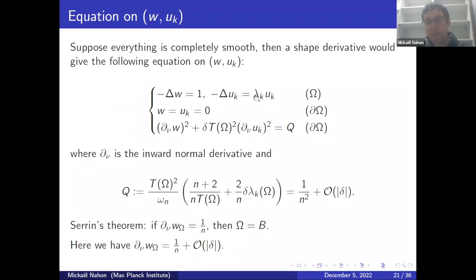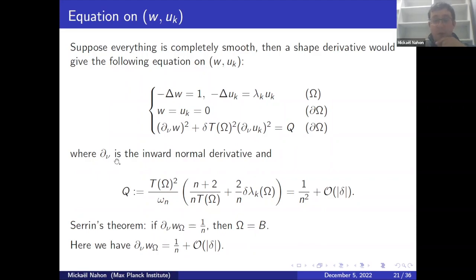The first line is just the interior equation. The second is just the boundary condition, and then you have an additional boundary condition that the gradient squared of W plus a small constant times the gradient squared of UK is equal to Q, where Q is a constant. And d nu I call the inward derivative.